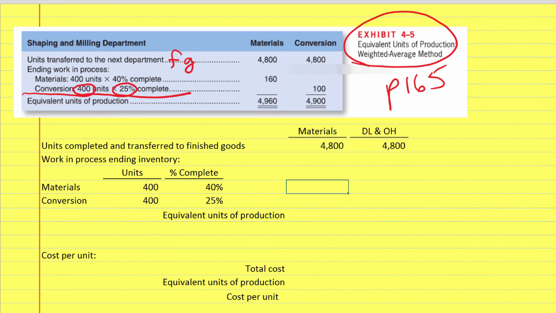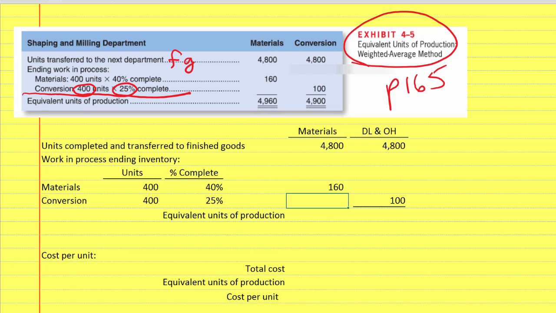And now let's go over here and multiply across. Those 400 units in ending inventory that have 40% of the materials, theoretically at least, have enough materials to make 160 units start to finish. There are enough materials in those 400 units to make 160 units start to finish. And those same 400 units have 25% of their labor and overhead. That is theoretically enough labor and overhead to make exactly 100 units.